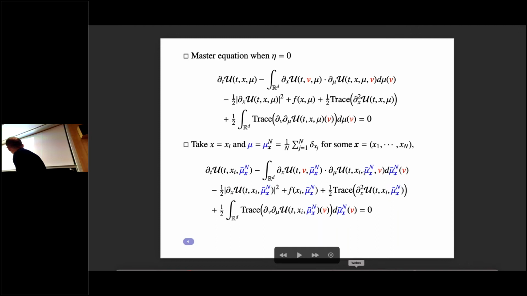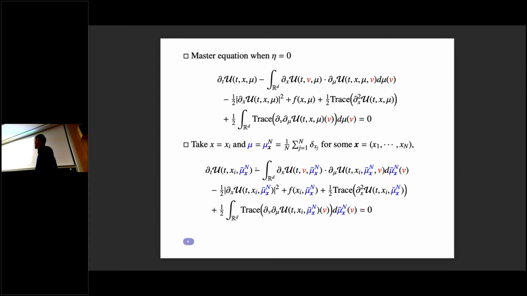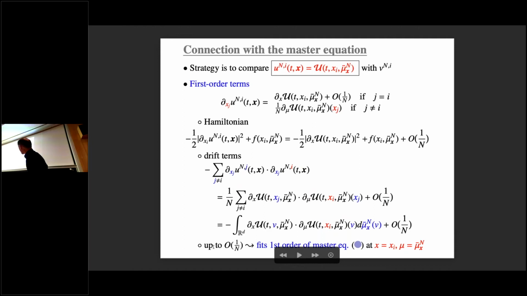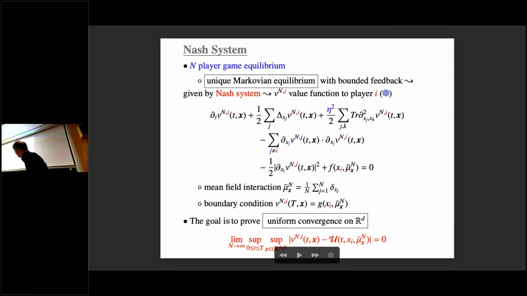And this is exactly the term that you observed on the previous slide for the approximation of the second line in the Nash system. And the same for the Hamiltonian, you recognize my approximation of the Hamiltonian in the Nash system. And so, playing exactly the same game with the second order derivatives in the Nash system, you end up with the following property. When you replace v_i by u_i, all the terms in the Nash system give the master equation plus a remainder of size capital O of 1 over n. So u_i^n is a solution to the Nash system up to a remainder, and you can quantify this remainder term: it is capital O of 1 over n.